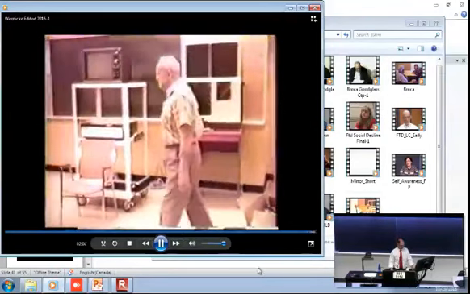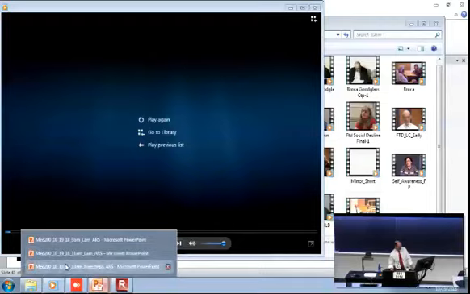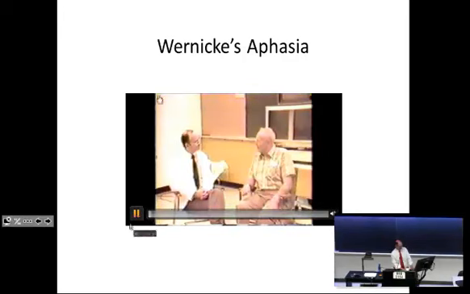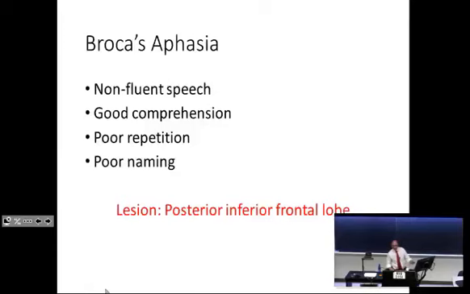Okay, can we go back to the presentation now? All right, let's shift to Broca's aphasia. This is a non-fluent aphasia. People speak at a reduced rate. They understand well. They do not repeat well, and they do not name well. And the lesion is in the posterior inferior frontal lobe.